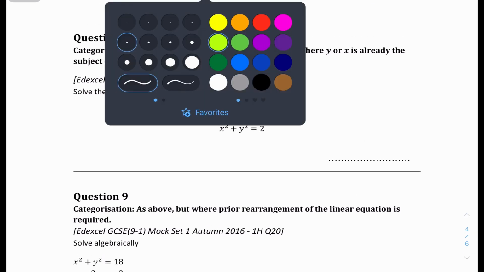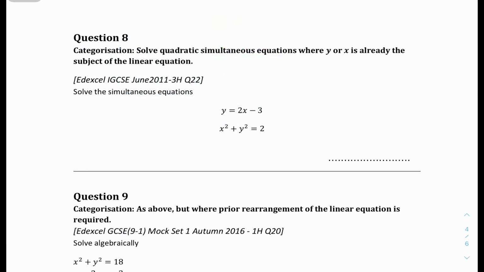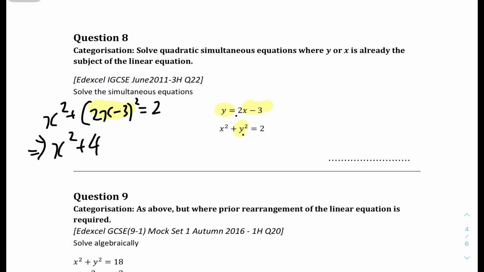Then we have question 8, solve the simultaneous equations, and we can use the substitution method. So just substitute this y by this right here. So it will be x squared plus (2x minus 3) squared equals 2. As you can see, this 2x minus 3 is y. So it will be x squared plus 4x squared minus 12x plus 9 equals 2, because minus 3 times 2x times 2 is minus 12x. And add everything up to get 5x squared minus 12x plus 7.